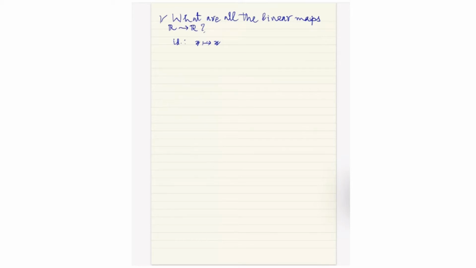Instead of saying x goes to x, x goes to, say, 2x, for example. Is that a linear map? Yes, sir. So what is special about 2? Is there anything special about 2 here?